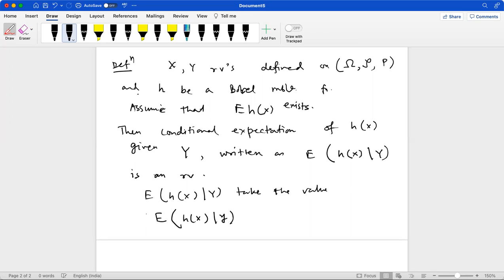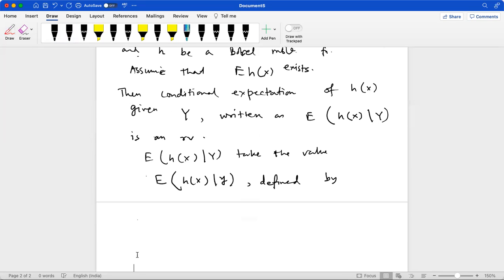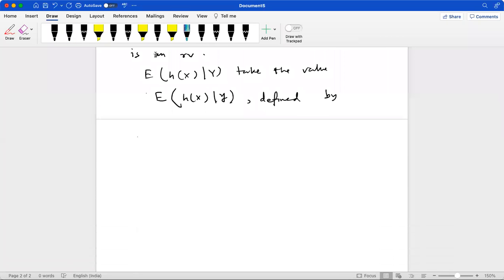Obviously, y is in the spectrum of capital Y, the small y given and defined by this, with the probability of capital Y equal to small y. This takes the values with probability Y equal to y. And what is the value of this? What is the meaning of this expectation of h(X) given Y?